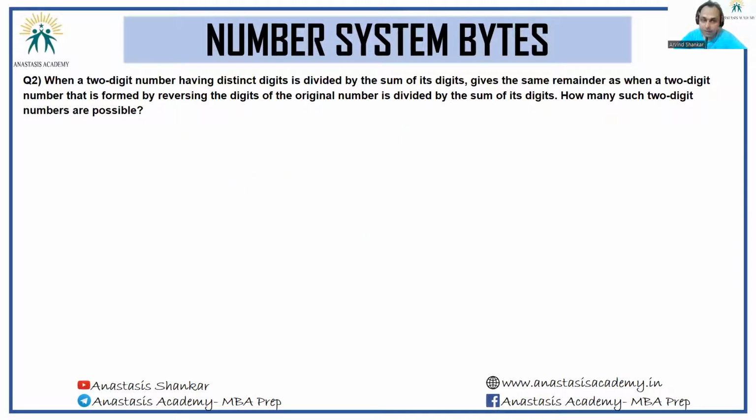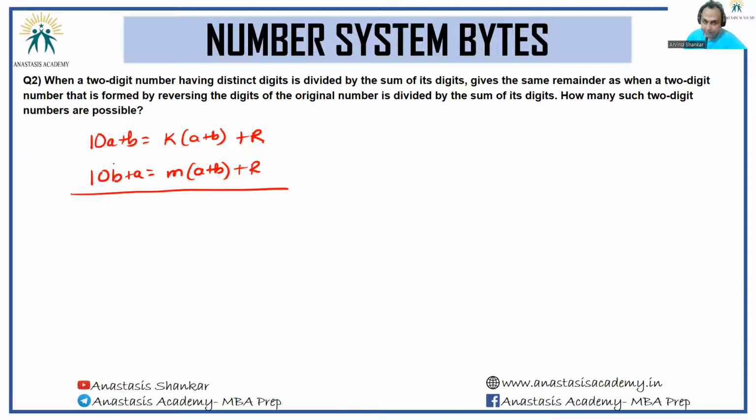Next, when a 2-digit number having distinct digits is divided by the sum of its digits, it gives the same remainder as when a 2-digit number that is formed by reversing the digits of the original number is divided by the sum of its digits. How many such 2-digit numbers are possible? Okay. So we are saying 10a plus b is k times of a plus b plus some remainder r. And we are also saying 10 times of b plus a, the reverse of that number, is m times of a plus b plus r. Now we don't know which is larger, k or m, or whether 10a plus b is larger or 10b plus a is larger.